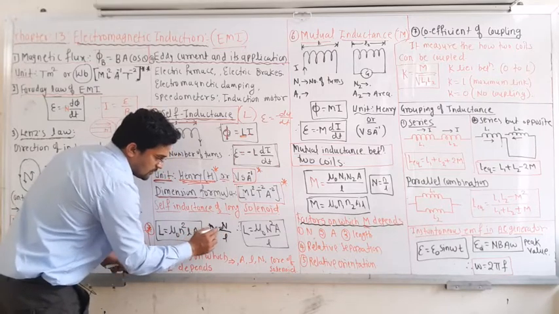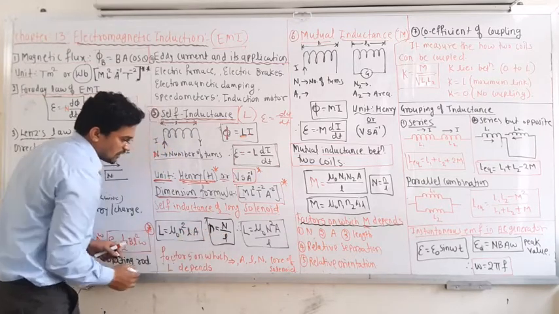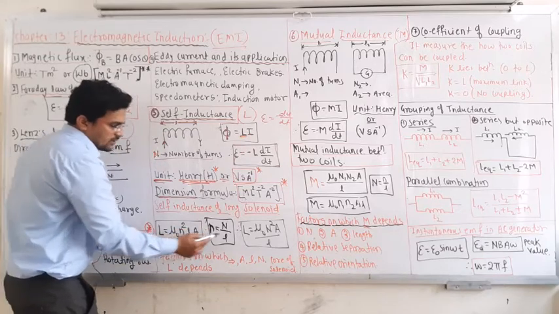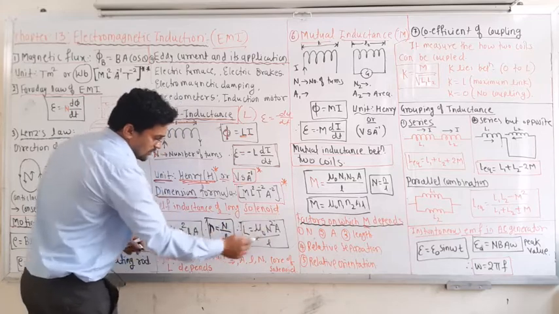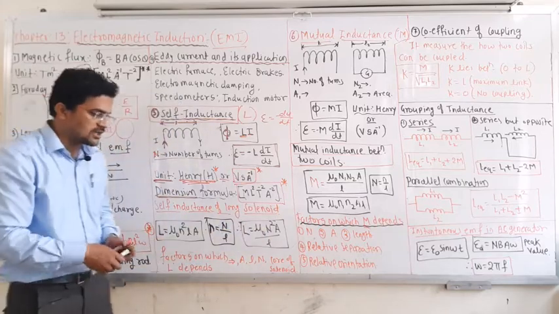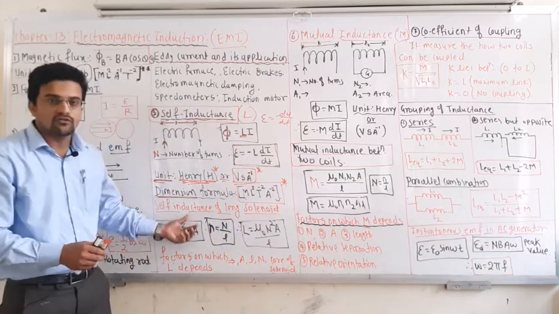It is the number of turns per unit length. If you substitute it instead of this n, you will get what? L is equal to what? Mu naught n square A divided by L. So these are the two equations. Okay, now sometimes they ask on which factors the self inductance of the coil depends.